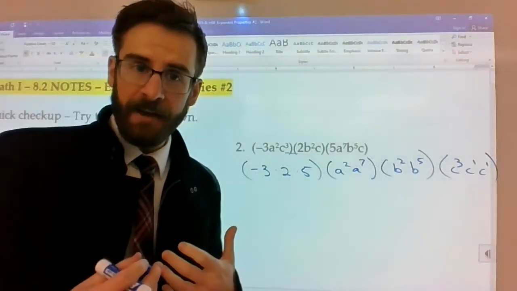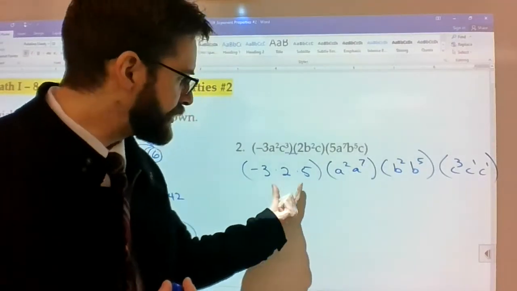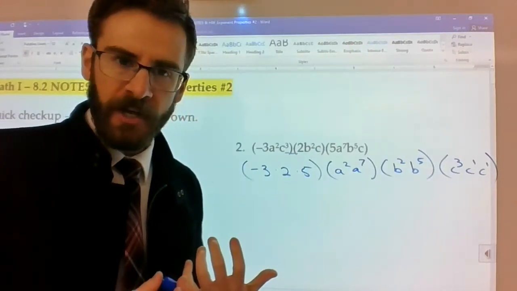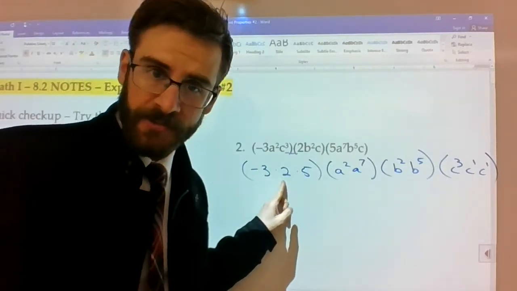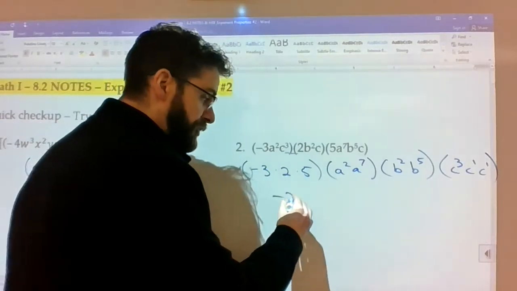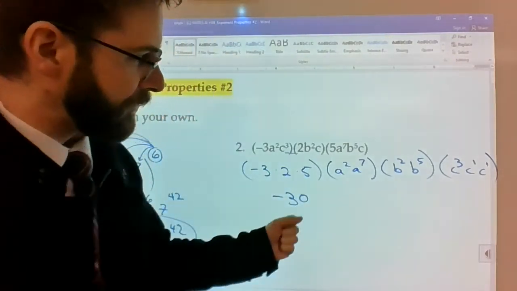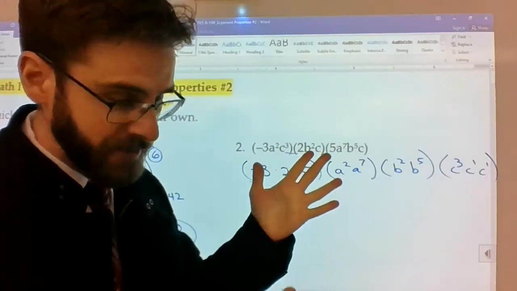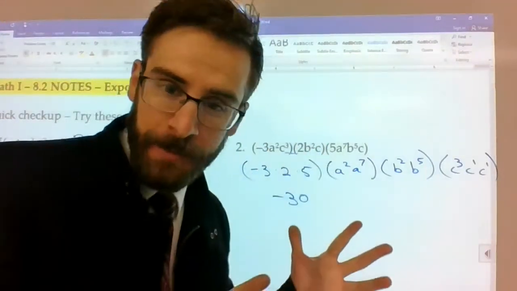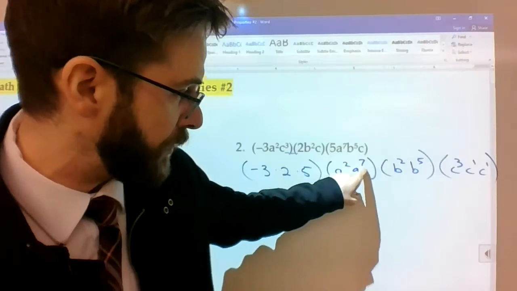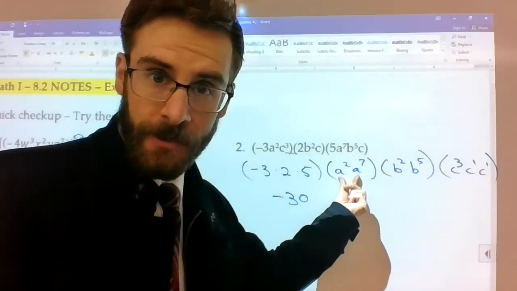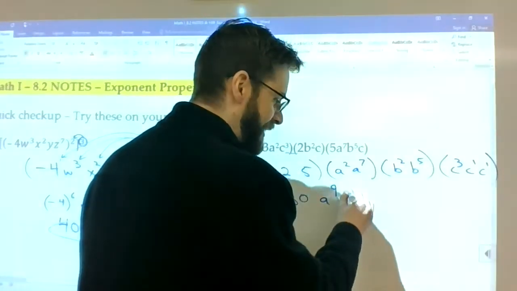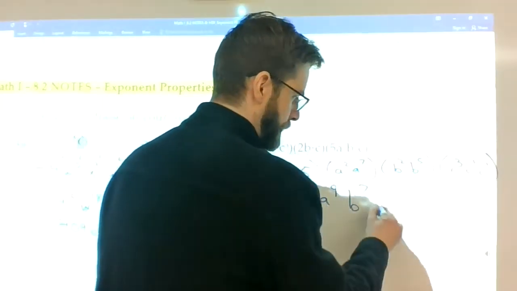And this is where you guys have to, in your mind, understand completely that the coefficients are being multiplied to one another. You don't need any sort of extra properties to recognize that negative 3 times 2 is negative 6, times 5 is negative 30. So you're just straight up multiplying the coefficients. However, this is a times a times a times a times a times a times a times a. It's a to the 9 because you're supposed to add the exponents when you're multiplying same bases. So a is the same base here. It'd be a to the 9, b to the 7, and c to the 3 plus 1 plus 1.